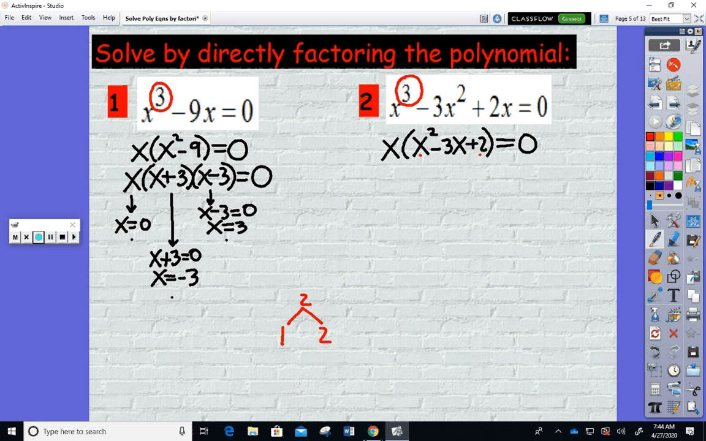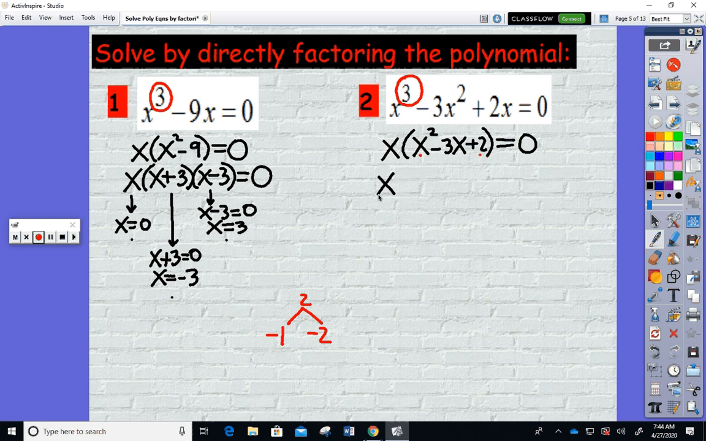Okay, hey, look, since the B is -3, if I change it to -1 times -2, then I in fact get +2, and -1 plus -2 equals -3. So yeah, I've got it now. I can tell that I should make it x on the outside.